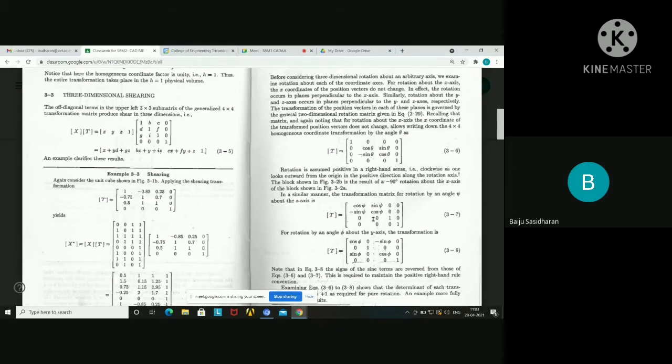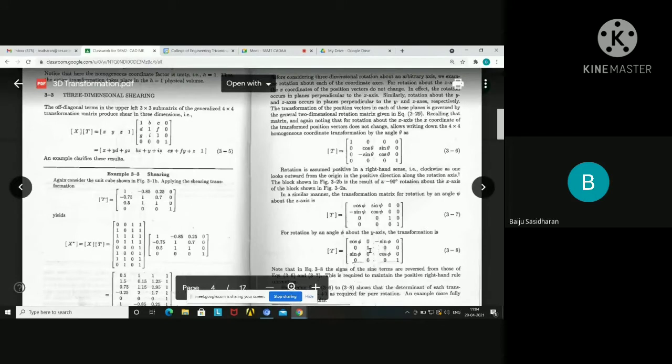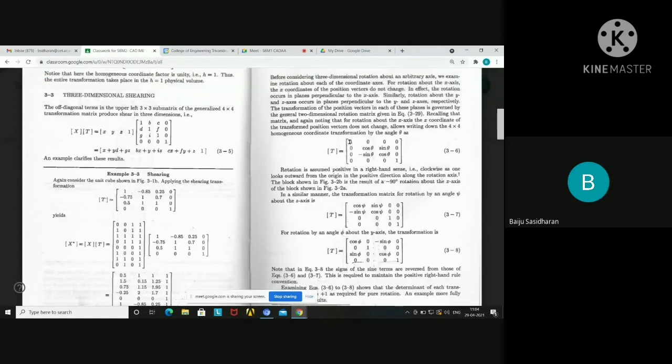You see, the element in the third row, third value is 1. Therefore, that is for rotation about z-axis. Okay, and this is first row, first value. This is third row, third value. This is second row, second value. That is 1. The others are 0, 0, 0.